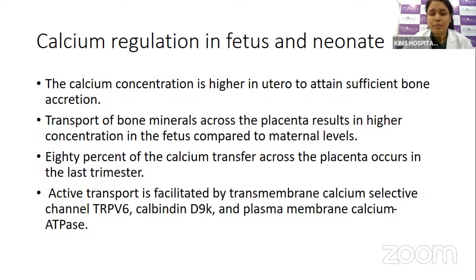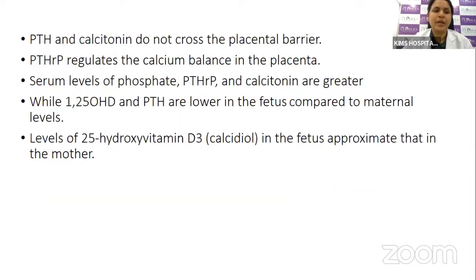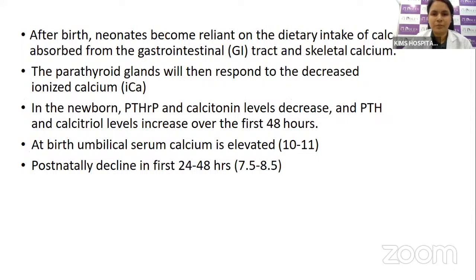Active transport across the placenta is facilitated by the transmembrane calcium sensitive channel TRPV6, calbindin, and plasma membrane calcium ATPase. On the other hand, PTH and calcitonin do not cross the placental barrier. Parathormone-related peptide regulates calcium balance in the placenta. Serum levels of phosphate, parathormone-related peptide, and calcitonin are greater. Now, while 1,25-hydroxycholecalciferol and PTH are lower in the fetus compared to the maternal levels, levels of 25-hydroxy vitamin D3 in the fetus approximate that in the mother.